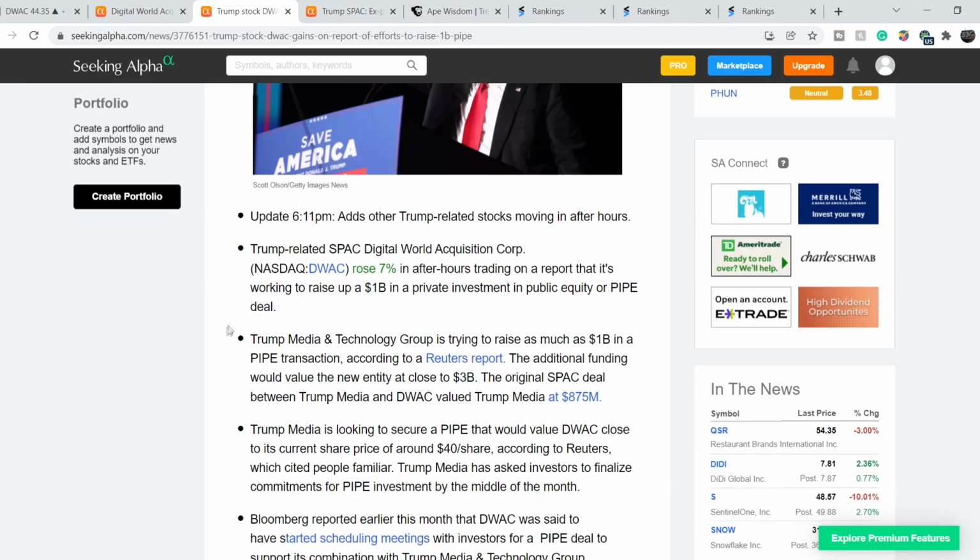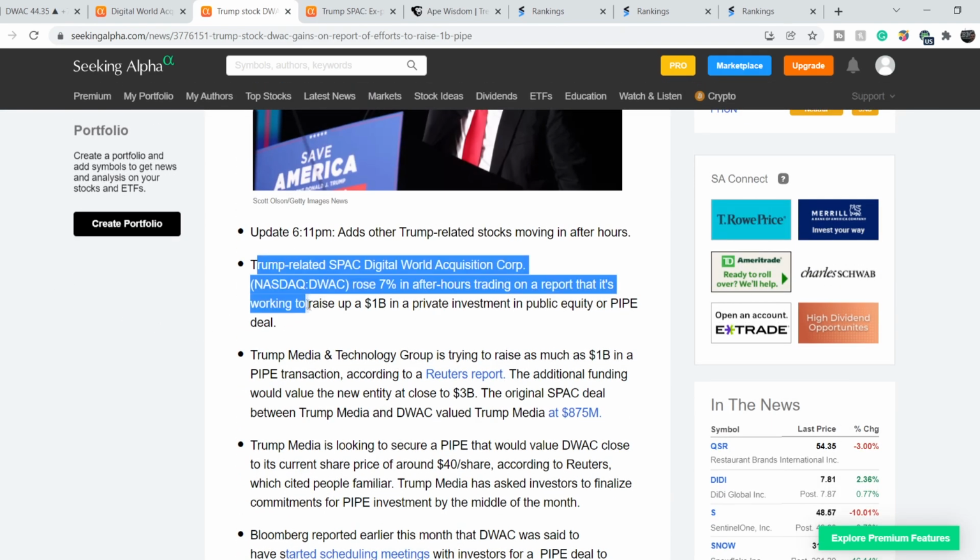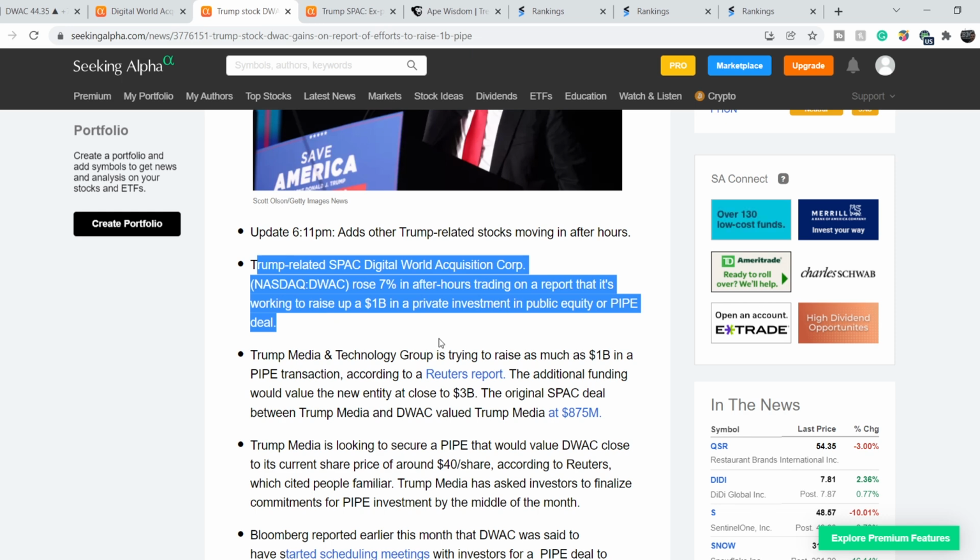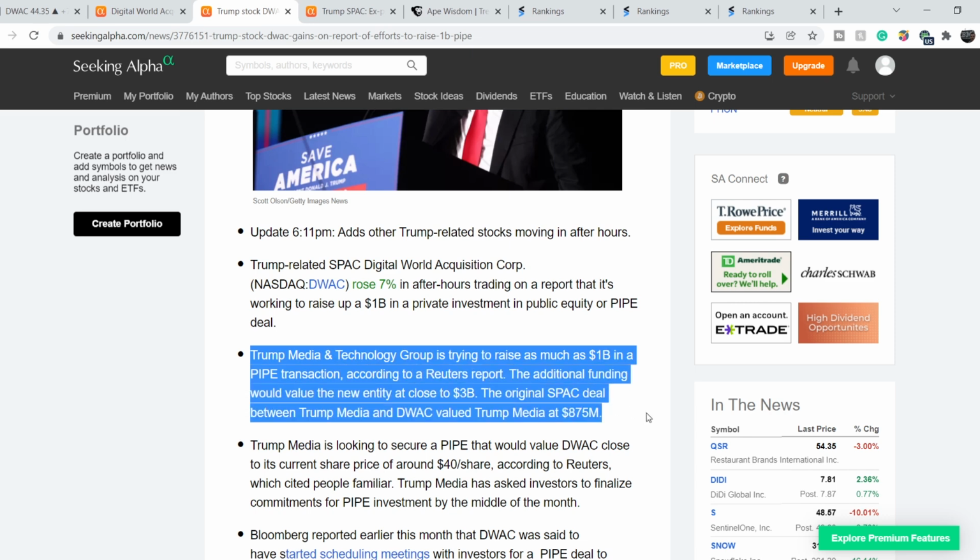Let me quote you these bullets. Trump-related SPAC Digital World Acquisition Corporation rose 7% in after-hours trading on a report that it's working to raise up to $1 billion in a private investment in public equity, or PIPE deal. Trump Media and Technology Group is trying to raise as much as $1 billion in a PIPE transaction, according to a Reuters report. The additional funding would value the new entity at close to $3 billion.